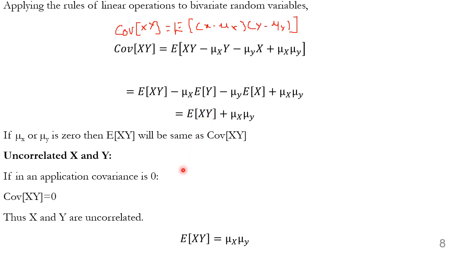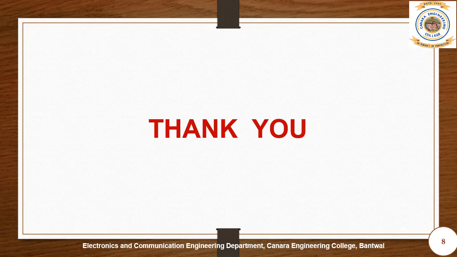If X and Y are uncorrelated, then the covariance value is equal to 0. So in this case, when they are uncorrelated, the expectation of XY equals mu_x mu_y. Thank you. In the next video, let us study correlation in depth.